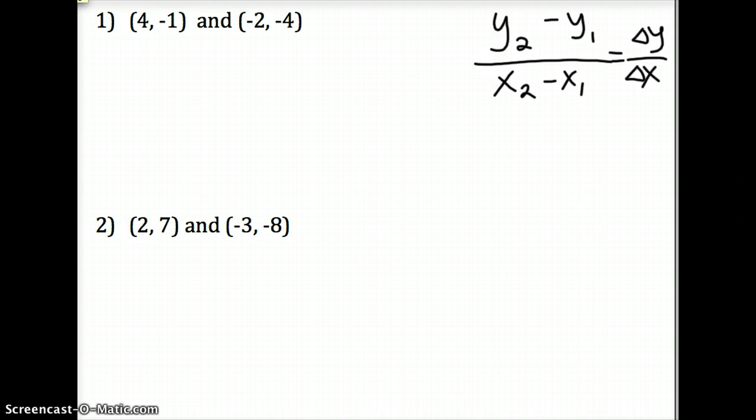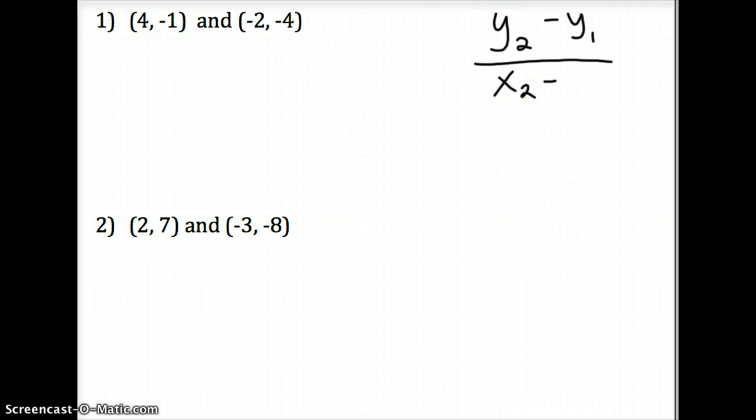What's really important is the reason, remember, that you have y2's and x2's is because that's one of the points, and the other point happens to be the second one you use in your formula. So the x2's and the y2's are important to keep straight and figure out who is going to be who.